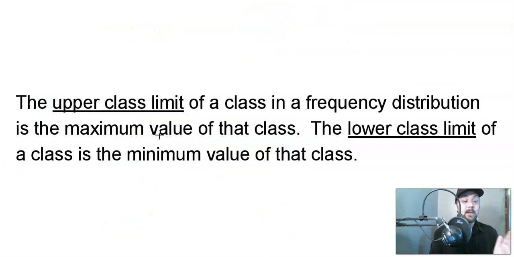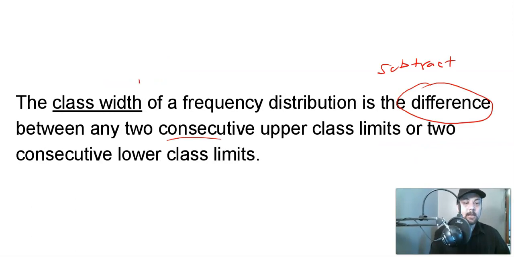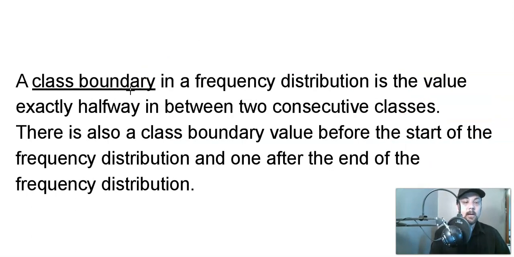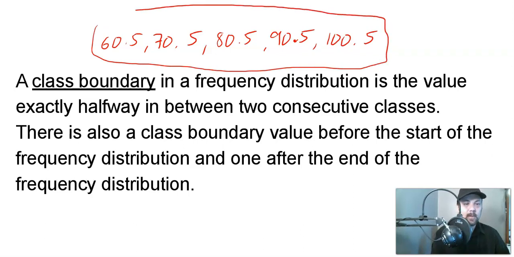So I'll go ahead and put the answers on these screens so it's just a little bit easier to see. So the upper class limits were 70, 80, 90, and 100. The lower class limits were 61, 71, 81, 91. The class width for our example was 10. And then our class boundaries were 60.5, 70.5, 80.5, 90.5, sorry, that's a point there, and 100.5. So these were all of our class boundaries that we found.